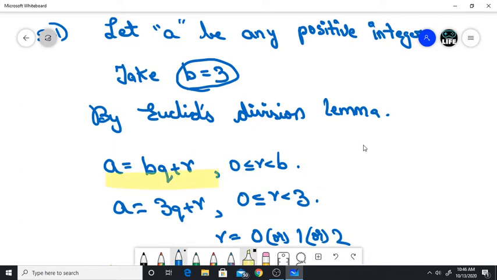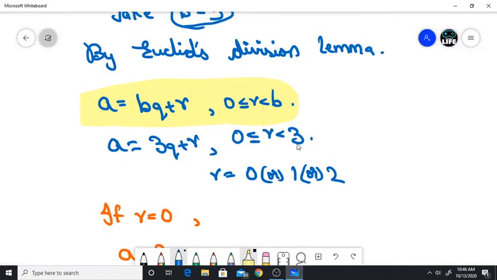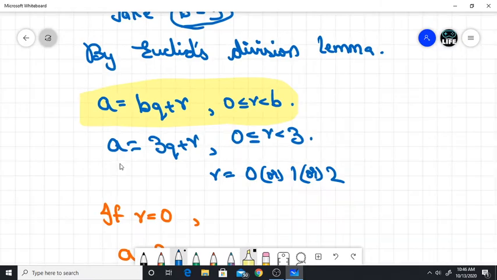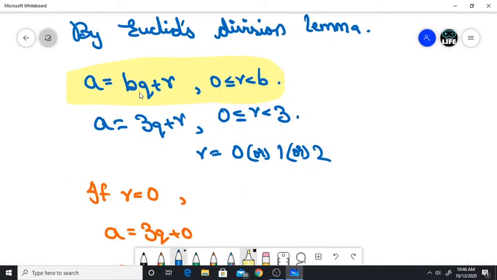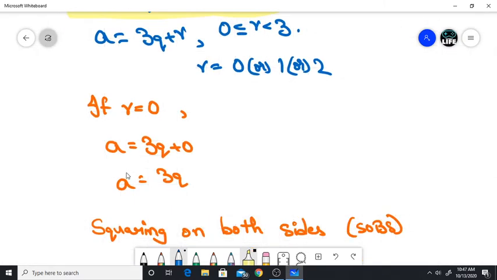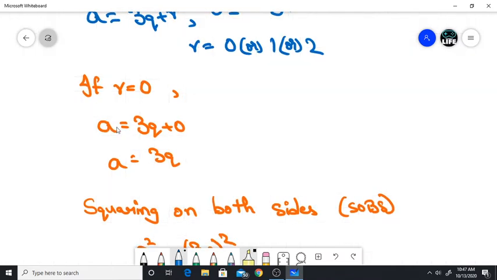Yesterday also I told you this is very important. I have highlighted this. a equals bq plus r, where 0 is less than or equal to r less than b. Maximum of the first chapter depends on this. a equals 3q plus r, because b equals 3, where 0 is less than or equal to r less than 3. So the values of r are 0, 1 or 2. If r equals 0, then a equals 3q plus 0, so a equals 3q.